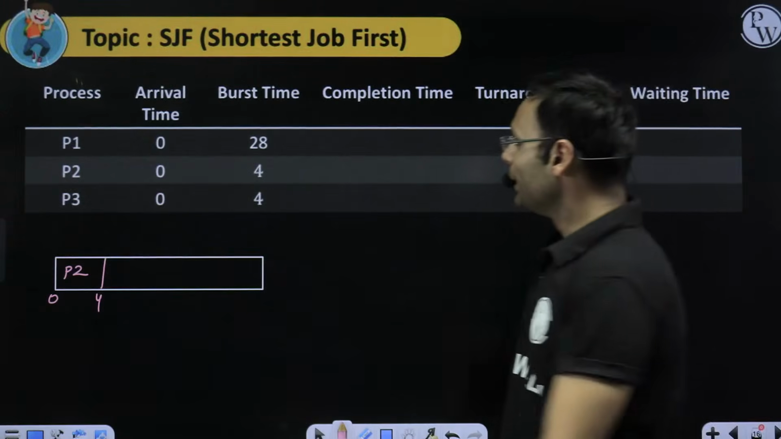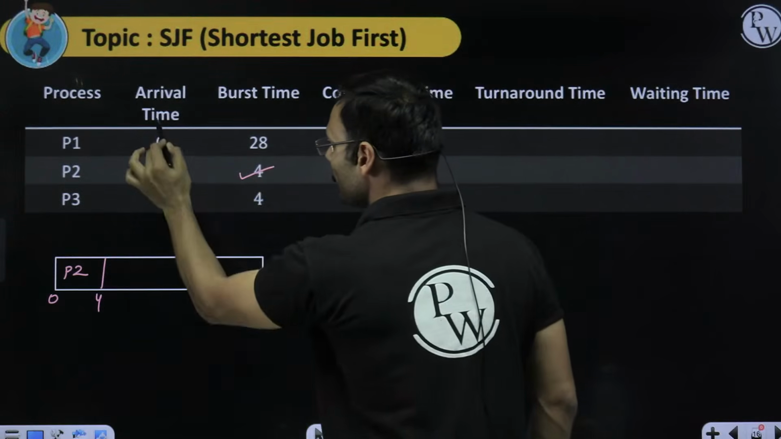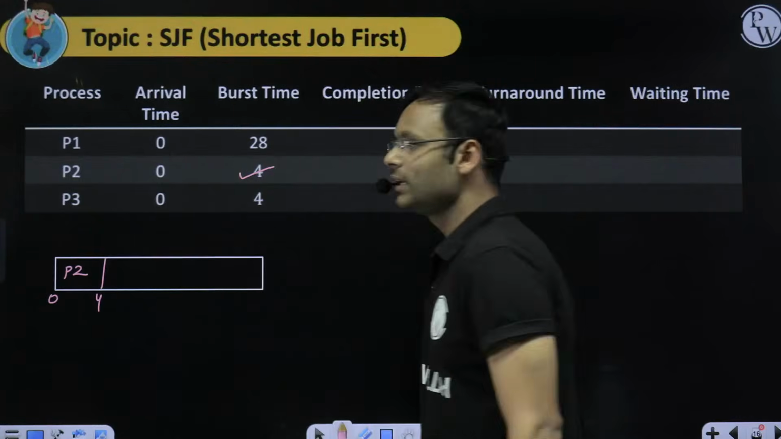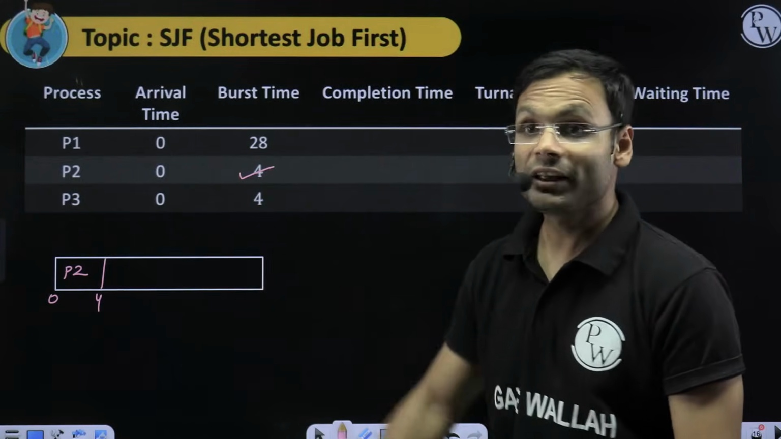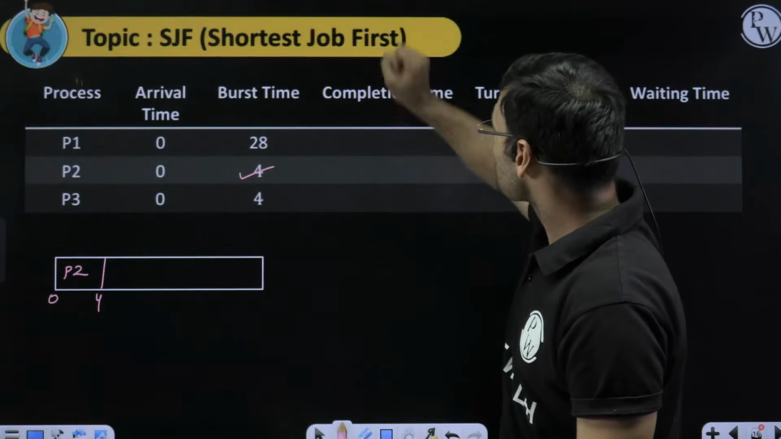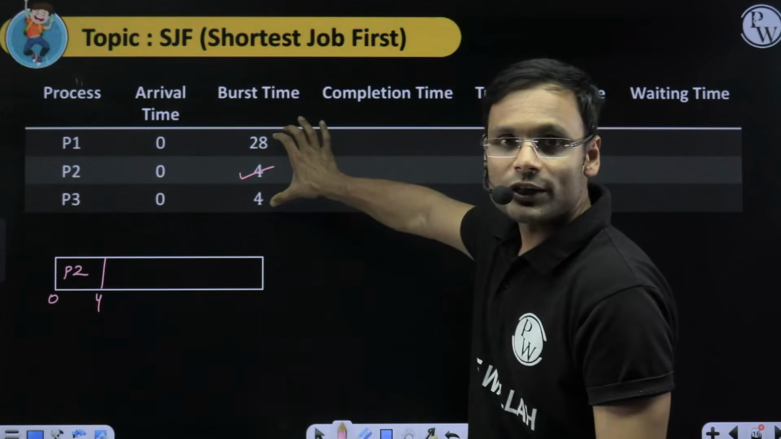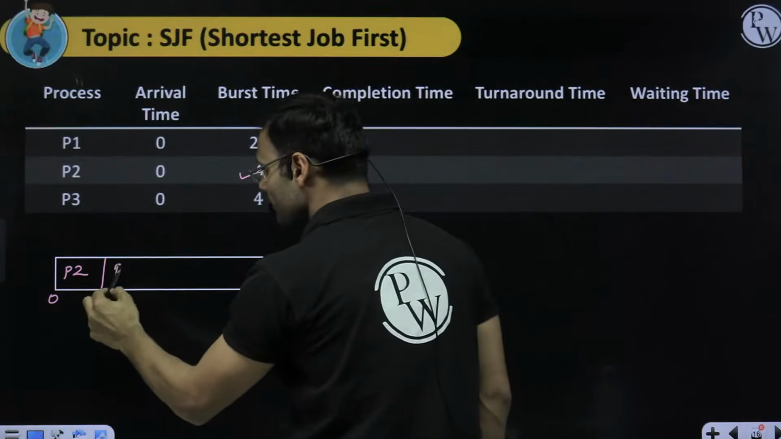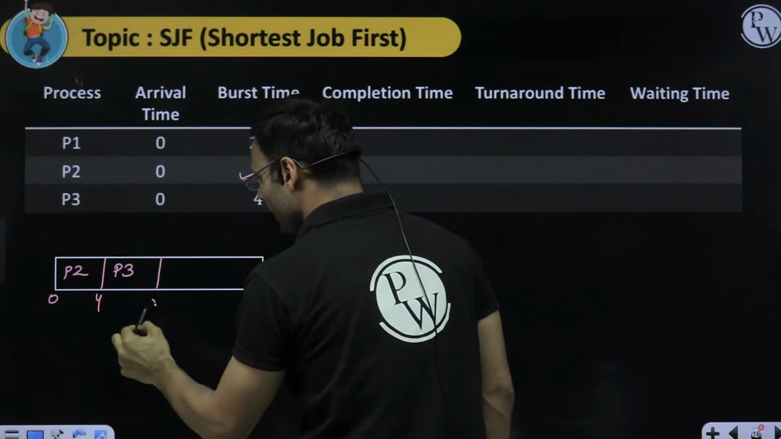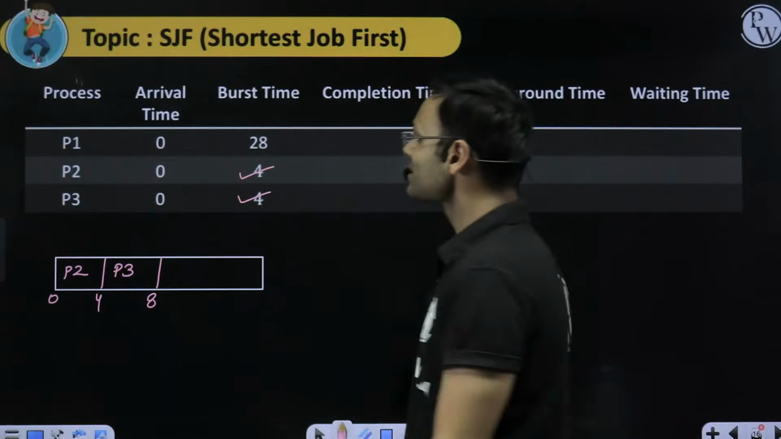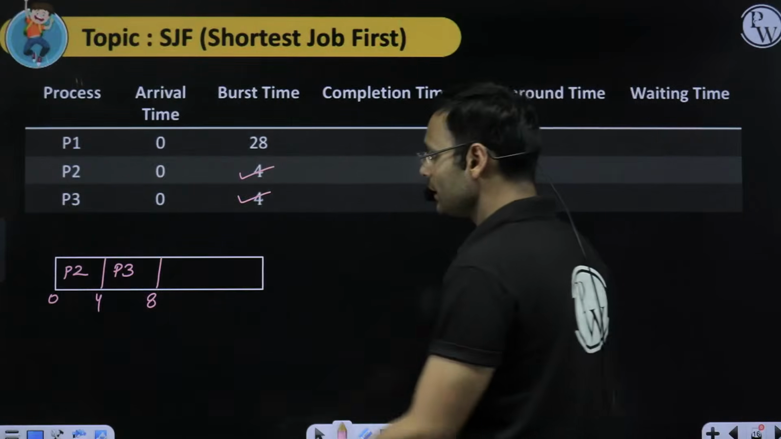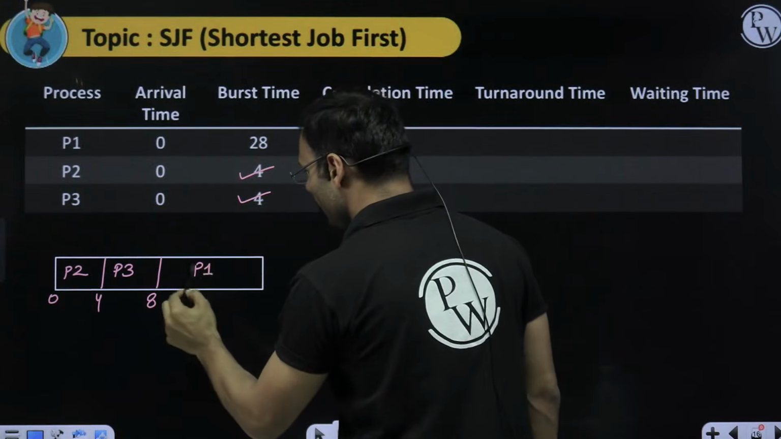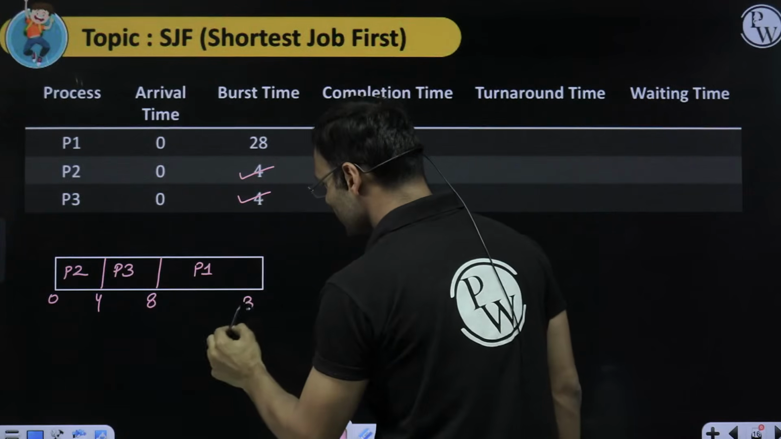Now, P2 completed? Yes. Remaining two processes, P1 and P3. Which one is having the shortest job first? Smallest job, P3. P3 will be scheduled next till 8. At last, P1 is remaining. That P1 will run 8 plus 28, 36.